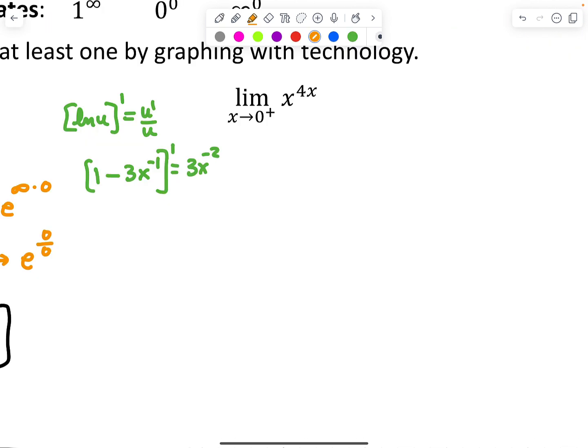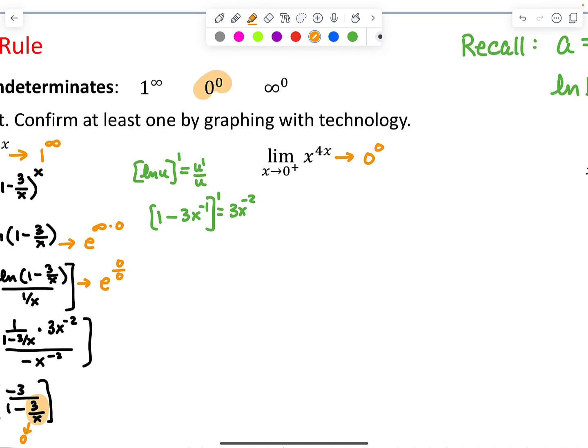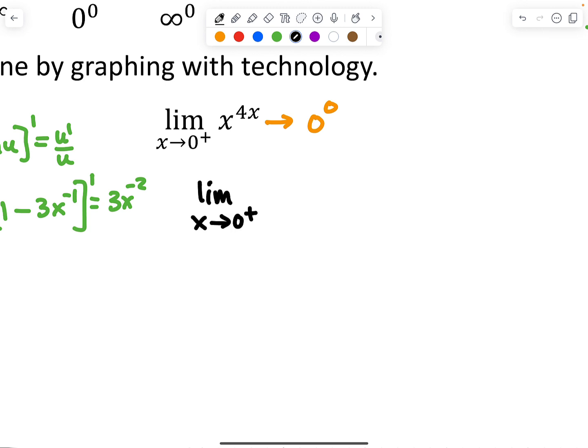Okay, middle example. We only want to define this function for positive values of x because x is a base and we don't want negative bases. So we can only approach 0 from the right. But this is a clear case where the base will approach 0 at the same time that the exponent is approaching 0. This is our middle case of an exponential indeterminate. We're going to rewrite this as e raised to the natural log of x to the 4x. Then I'll use the log property where this power can be brought down as a coefficient. So you have e raised to the 4x natural log of x.